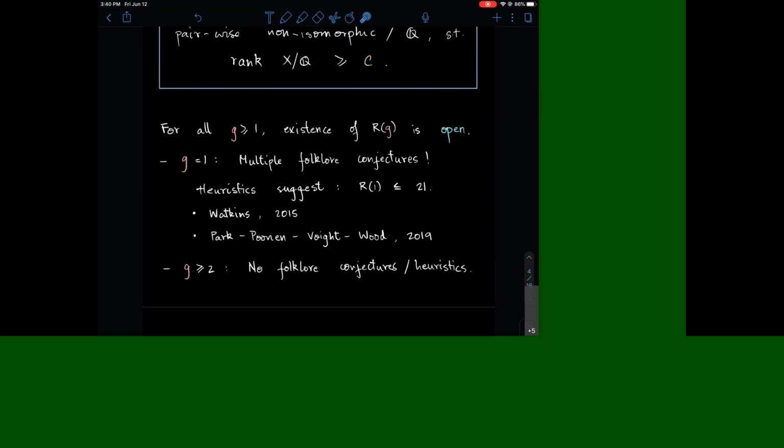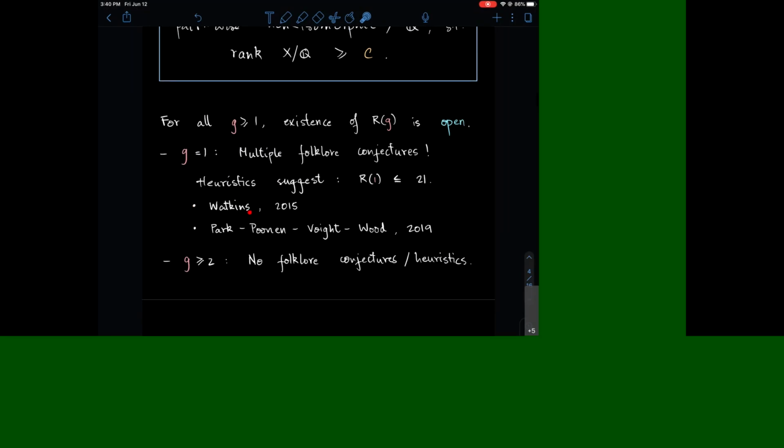In particular, there are two independent sets of heuristics which suggest that it should be bounded by 21. The first one is due to Watkins, who credits it to conversations with Granville. And the second one is due to Park, Poonen, Voight, and Wood, which is just, I believe, around a year ago.